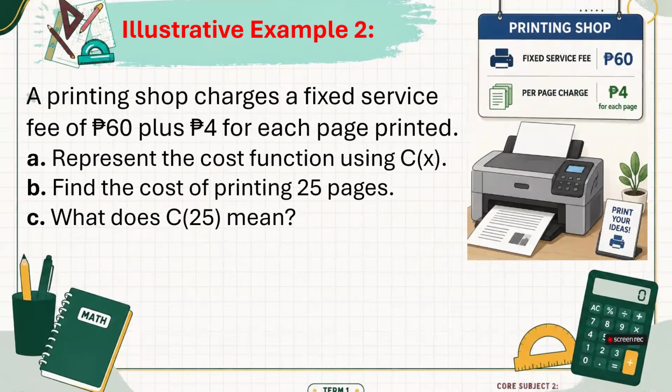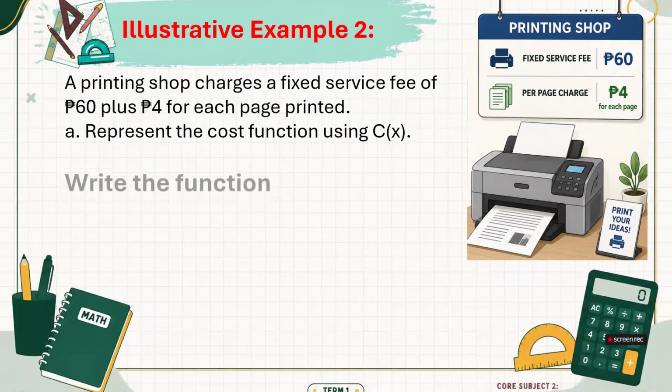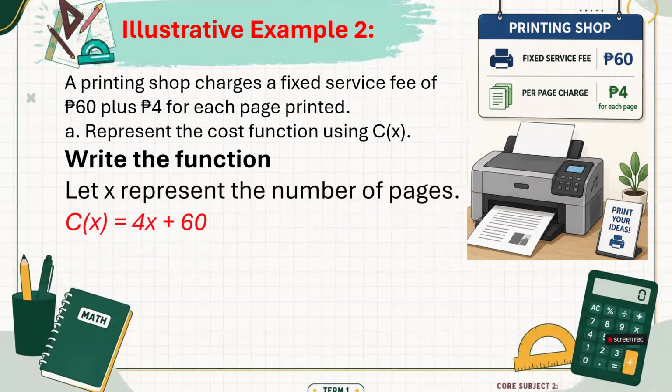Now let us proceed to the second illustrative example about the printing shop. A printing shop charges 60 pesos fixed service fee plus 4 pesos for every page printed. Let us represent it using the cost function C of x, where x is the number of pages. So what is our function? The changing amount is 4x and the fixed amount is 60. Therefore, our function is C of x is equal to 4x plus 60.